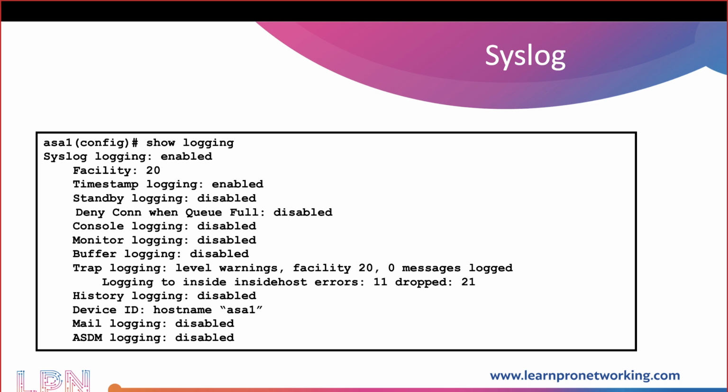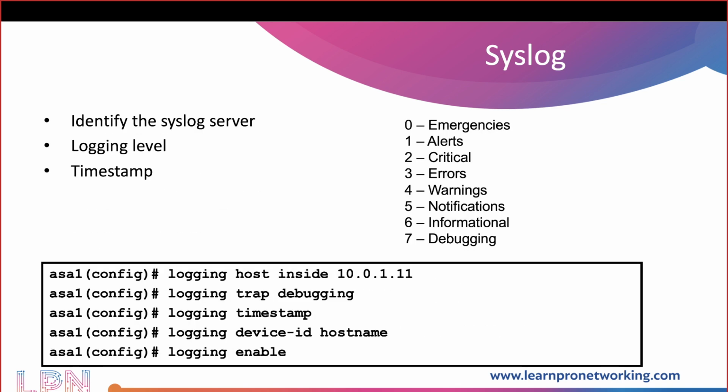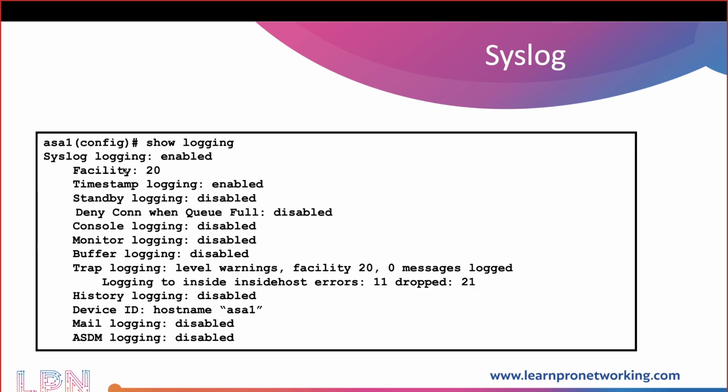Okay. Yes, please. Which level, in the sense? Show logging. Show run logging, you can see the level, debugging or whatever it is. Here also, facility is 20. Where is it mentioned? Here it is. Warnings. Yes. The show logging command will help you to understand that. Anything else?